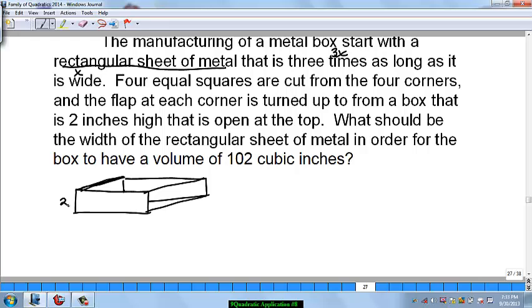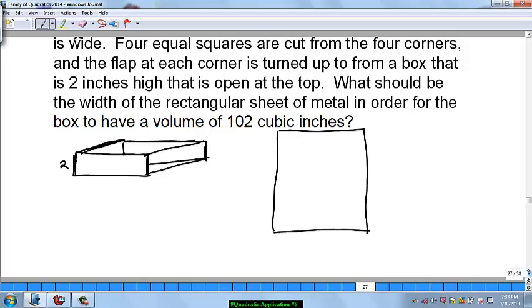So basically, they said that one side of this sheet of metal is 3 times longer than the other side, but it doesn't mean that's what the length of the box is. That's just what the box is going to look like, and we know it's going to be 2 inches high. The rectangular sheet of metal that it comes from looks like this. Here's a flat metal, and what you do is cut out of the corners 2 inches. So this is 2, 2, 2, 2.